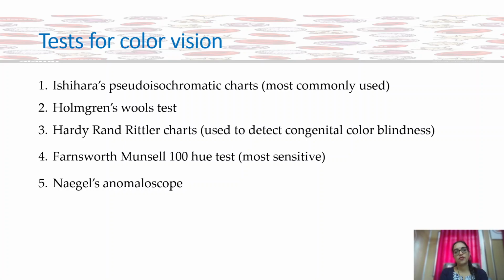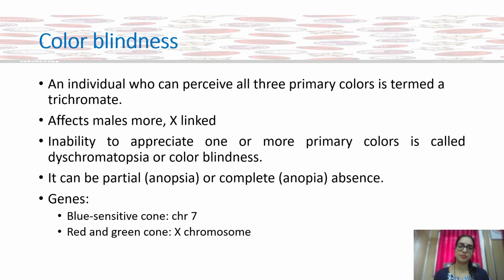So what are the tests for color vision? Ishihara pseudo-isochromatic charts, Hardy-Rand-Rittler charts. Again, these are pseudo-isochromatic charts. Holmgren's wool test, Farnsworth-Munsell test, and Nagel's anomaloscope.